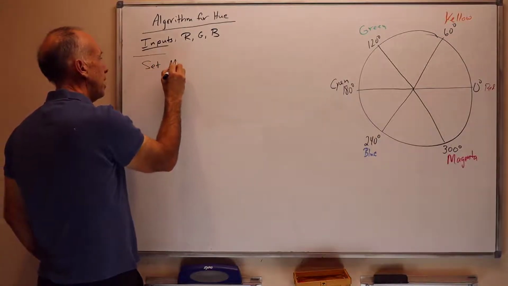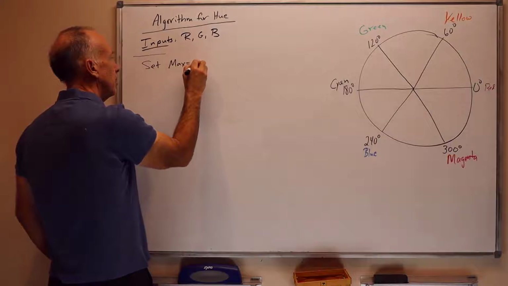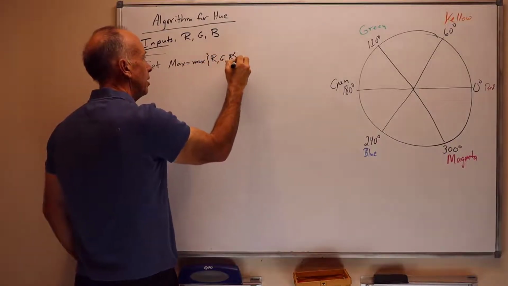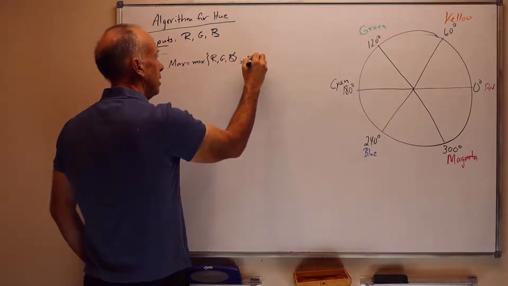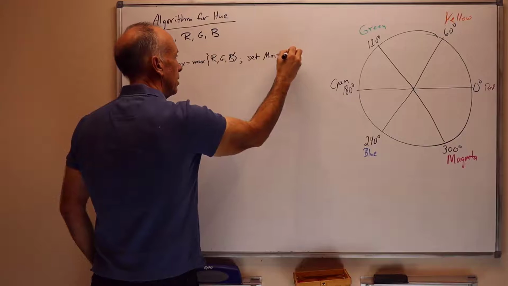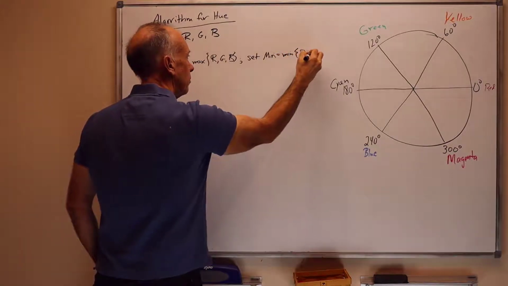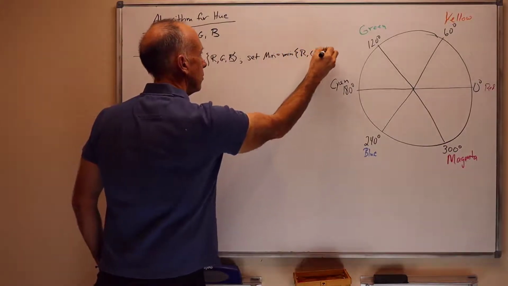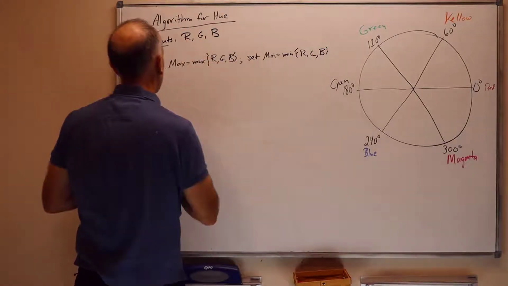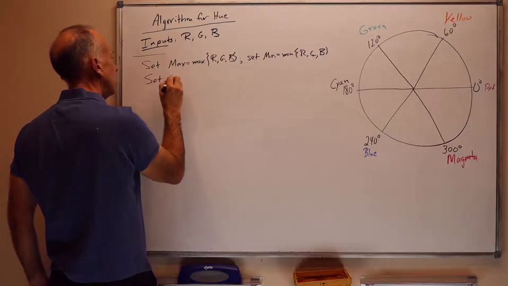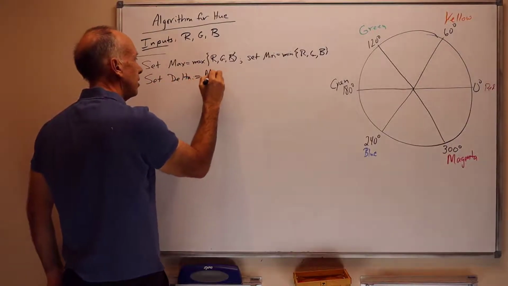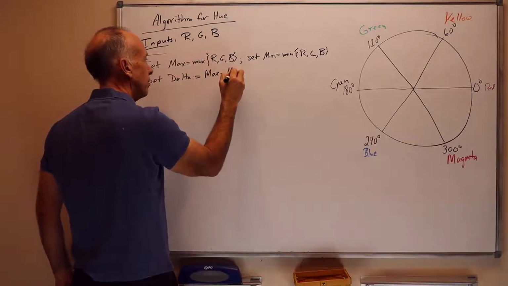First, we set max equal to the maximum of RGB, and we'll set min equal to the minimum value of RGB. And we'll set delta to be the difference between the max and the min. So delta is max minus min.